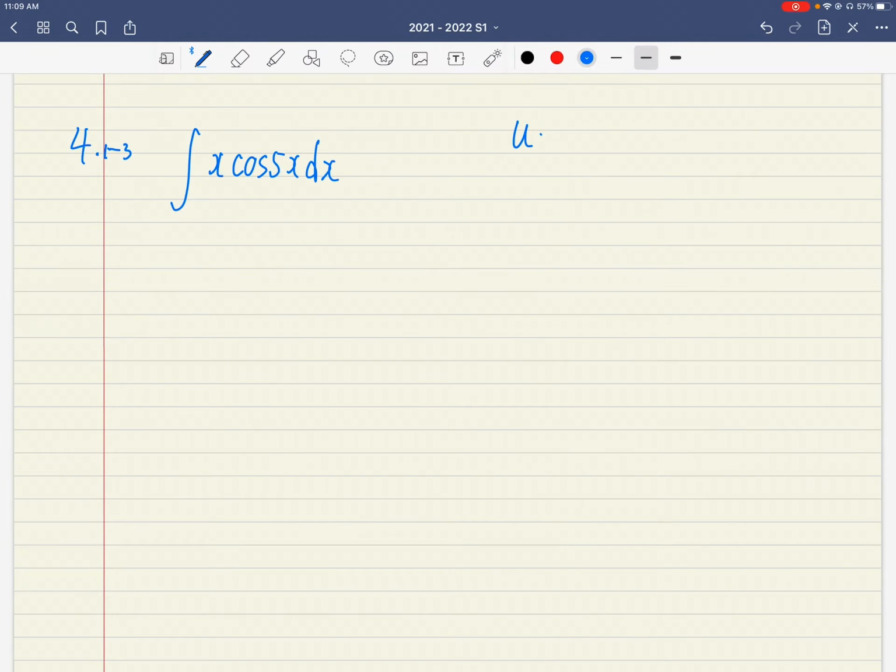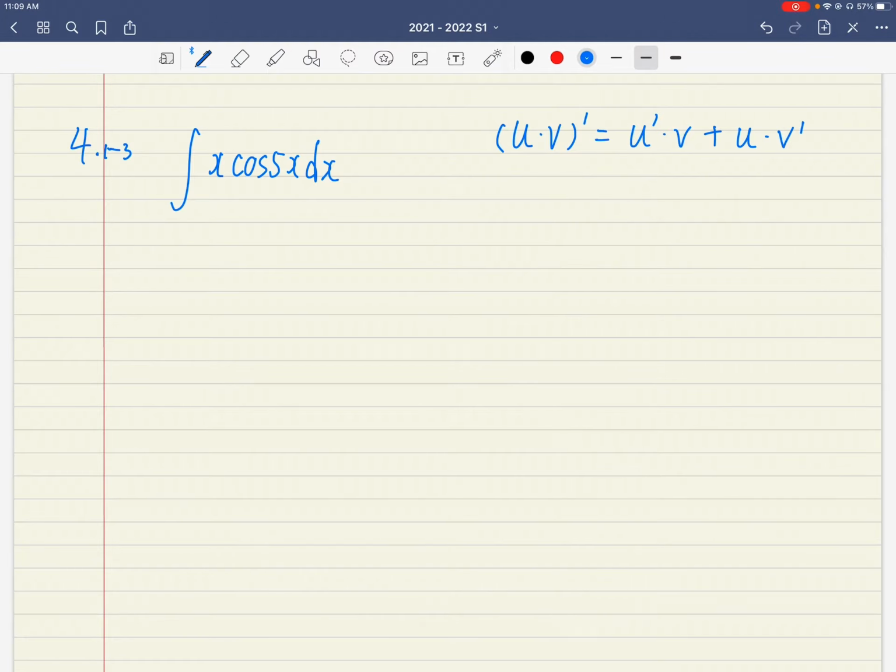It comes from when you differentiate two functions, u times v. If you differentiate the product, what do you use? You use the product rule, right? It's the first function's derivative times the second function plus the first function times the second function's derivative. Okay, the product rule.